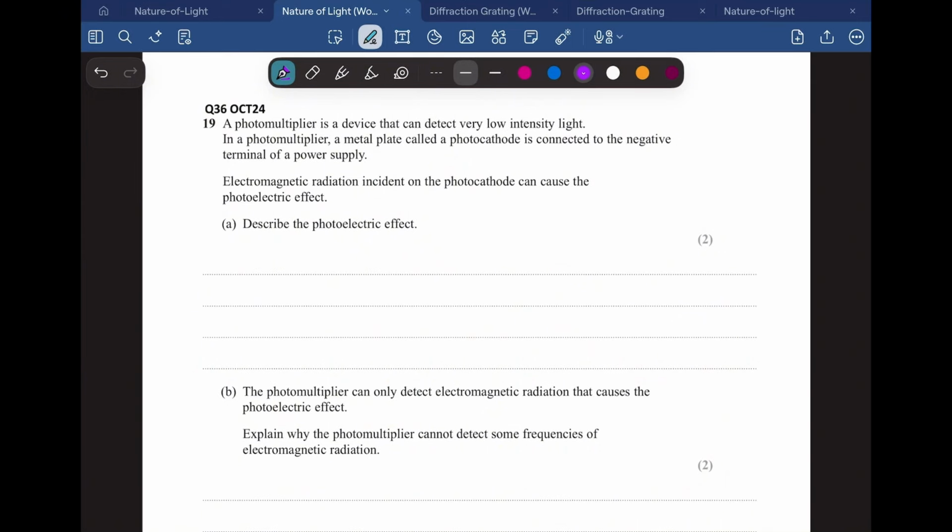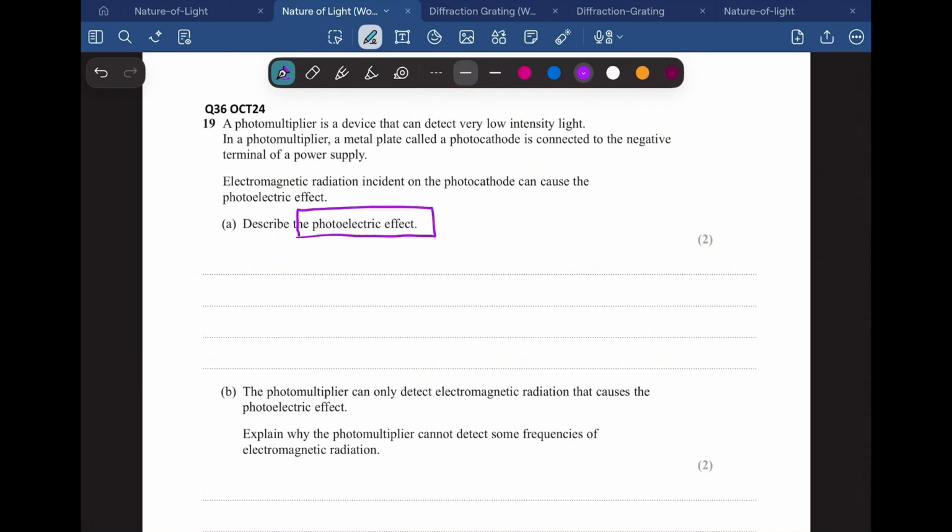A photomultiplier is a device that can detect very low intensity light. In a photomultiplier, a metal plate called a photocathode is connected to the negative terminal of a power supply. Electromagnetic radiation incident on the photocathode can cause the photoelectric effect. The first question says describe the photoelectric effect.